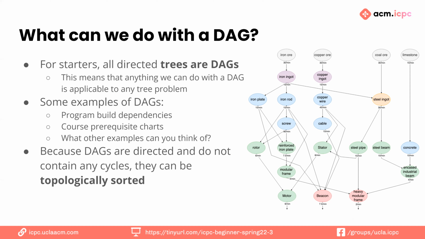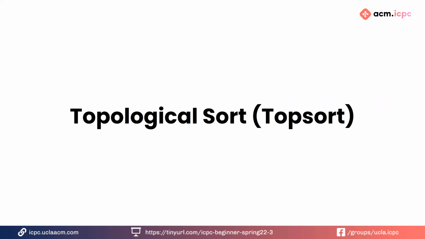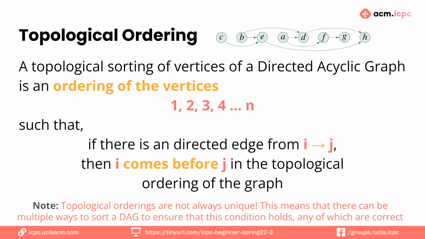And because DAGs are directed and do not contain any cycles, they can be topologically sorted. And to talk about topological sort, we need to first define topological order. If you read the slides, it says that topological sorting of vertices of a DAG is an ordering of the vertices such that if there's an edge from I to J, then I has to come before J. That might be a little bit confusing, but if you look at this graph here, every vertex that has an edge pointing to another vertex has to come before that vertex.